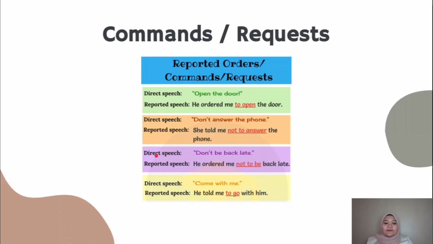Number 3, don't be back late. In reported speech, he ordered me not to be back late. Lastly, come with me. So, when it comes to the reported speech, it will become, he told me to go with him.